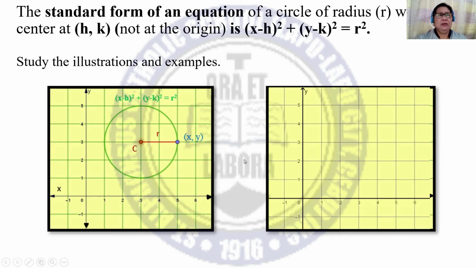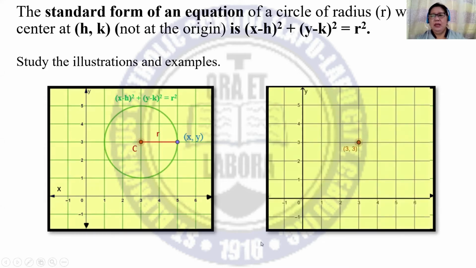Next, let us have the standard form of an equation of a circle of radius r with center at (h, k), meaning the center is not at the origin, is equal to the square of x minus h plus the square of y minus k is equal to r squared. This is the illustration. The circle is located at the first quadrant. So this is now the center. We have the radius. And this is the standard form of the equation.